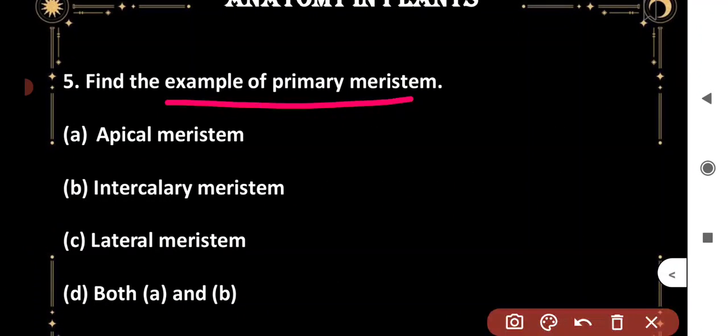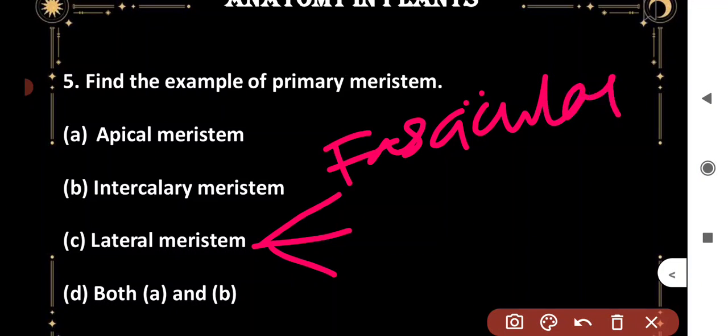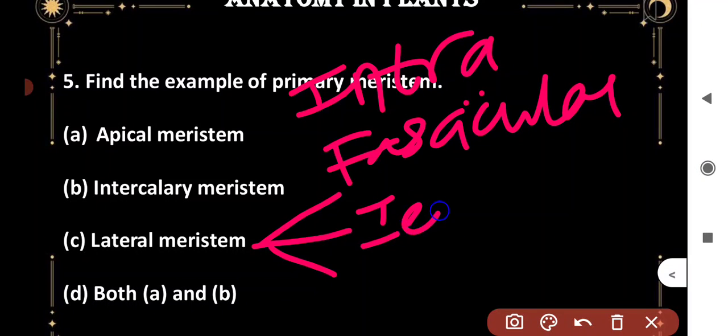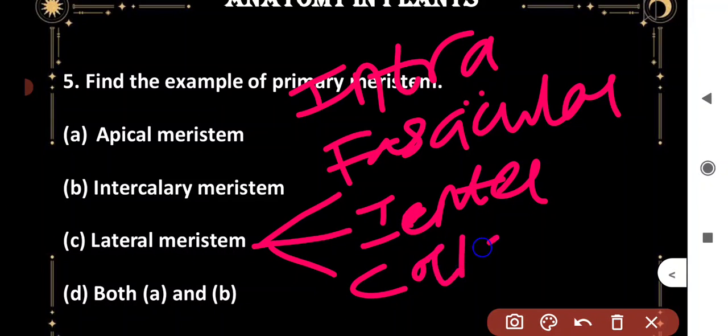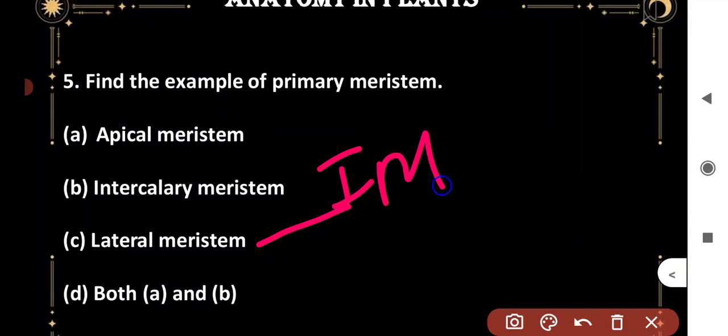Find the example of primary meristem. So primary meristems are apical meristems and intercalary meristems. Lateral meristems also have primary meristems. Actually in lateral meristem there are three types. One is fascicular vascular cambium, also called intrafascicular cambium. Other is interfascicular cambium. Another is cork cambium. So interfascicular cambium and cork cambium are secondary meristems, whereas intrafascicular cambium is a primary meristem.